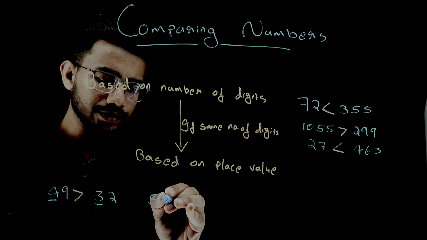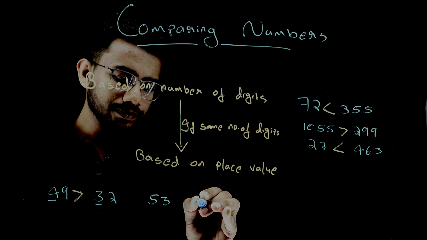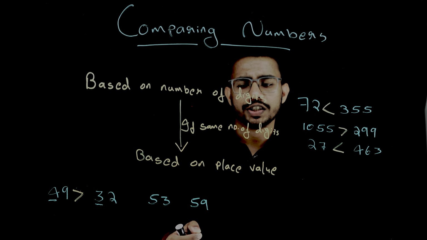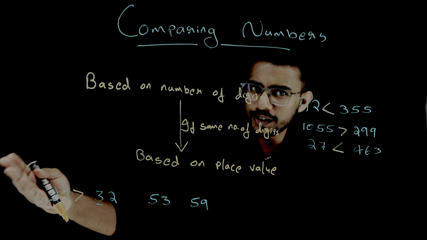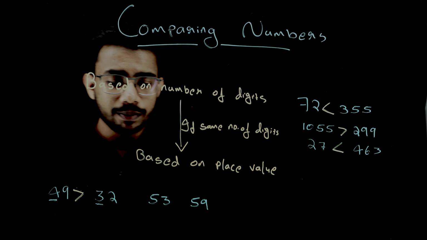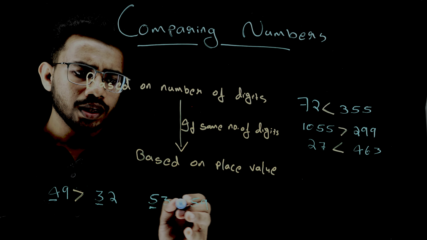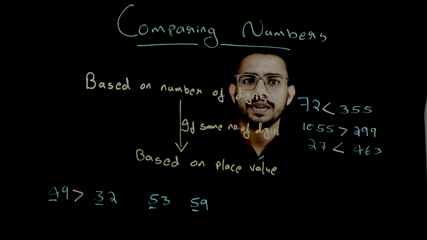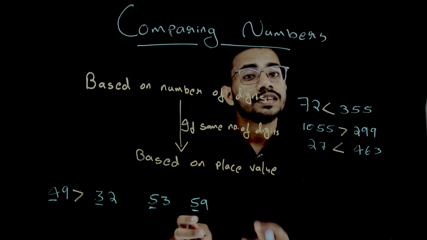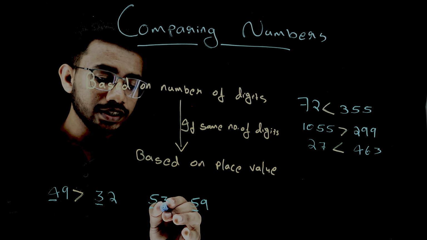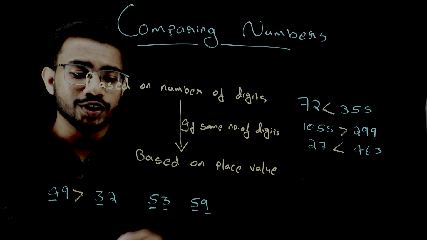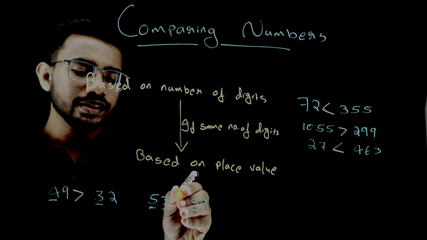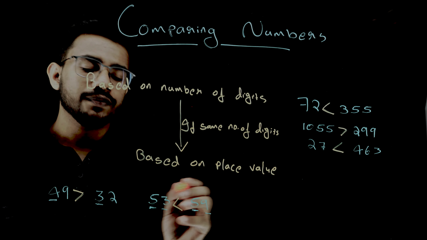Let's say I have 53 and 59. Here also the same number of digits. So we have to compare from the highest place value onwards, that is, from the left side onwards. On the left side I have 5, and on the left side of this number also 5. They are the same. Then what will we do? If the place values are the same, then go for the next digit. That is 3 here and 9 here. Which one is larger? 9 or 3? 9 is larger. That makes 53 less than 59.